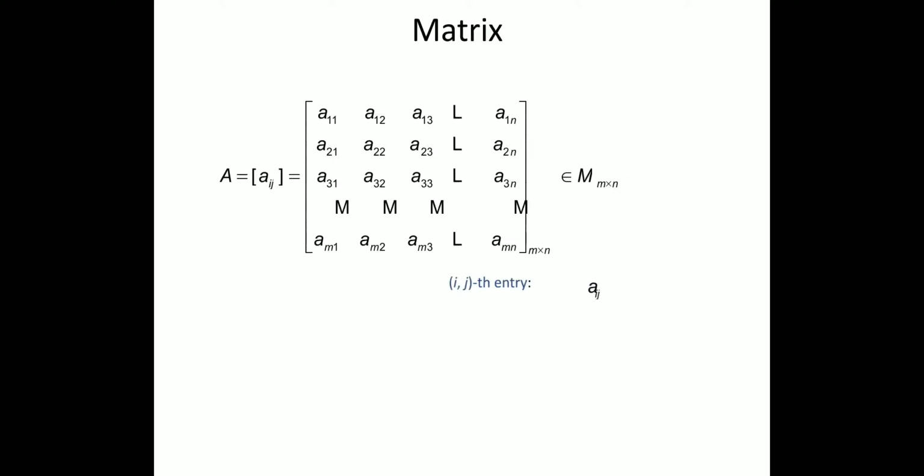For example, if the entry is aij, it means that it is an element in the ith row and jth column. So here we have m rows and n columns. So what is the order of this matrix? The order of this matrix is m by n.